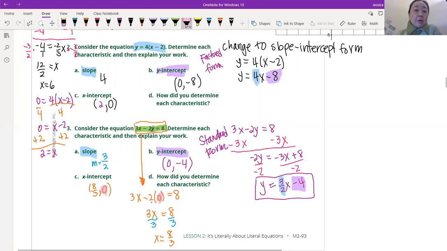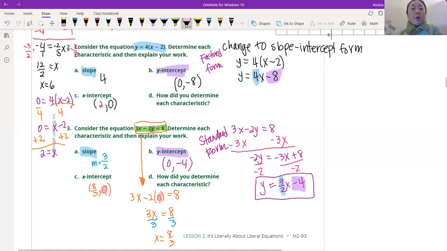And then we know that 2 times 0 is 0. Yay, makes it really easy. So all we have left is 3x is equal to 8. And then divide both sides by 8. Not 8, 3. Right? Divide both sides by 3 and x is equal to 8/3. And that would be our x-intercept. All right. So it's the same process every time.